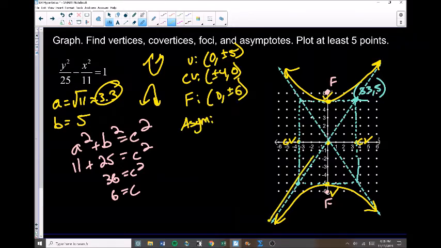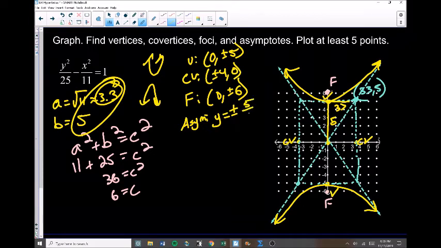This is a line, and this line is traveling through the origin, so its y-intercept is 0. And I already know its slope. It's going up 5 and right 3.3. It just comes from these numbers here. So the asymptotes are going to be at y equals plus or minus 5 over 3.3 x. It's just slope-intercept form with a y-intercept of 0.